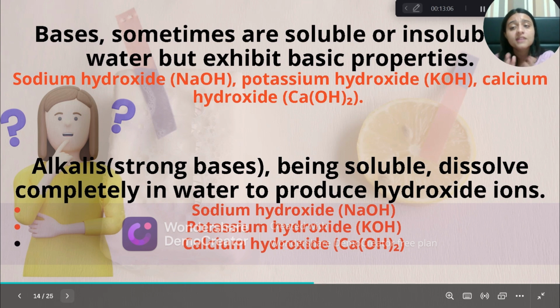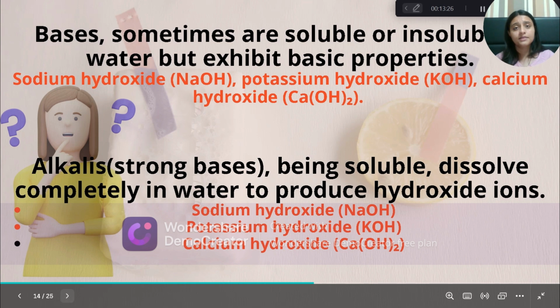You have some examples of bases on your screen: sodium hydroxide, potassium hydroxide, calcium hydroxide. So these are the bases which are generally soluble or not soluble, so these are not exhibiting the basic properties of bases. But alkalis are the strong bases.